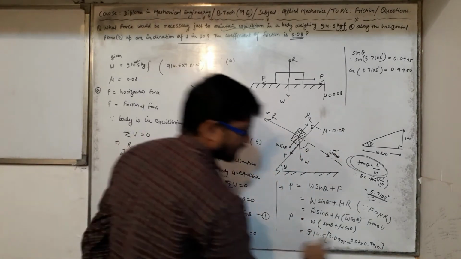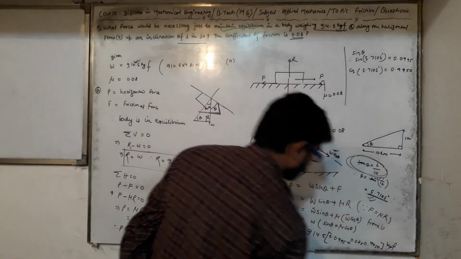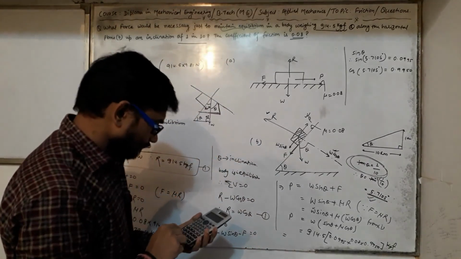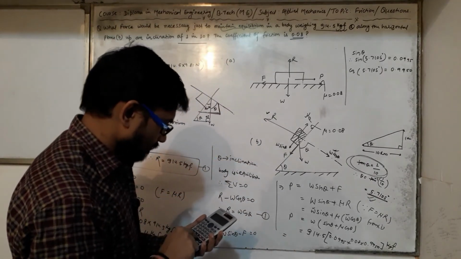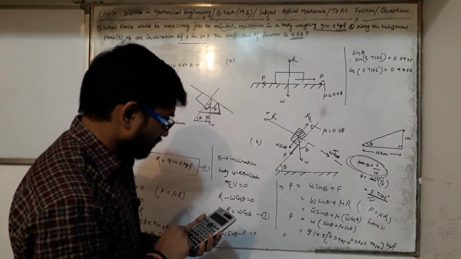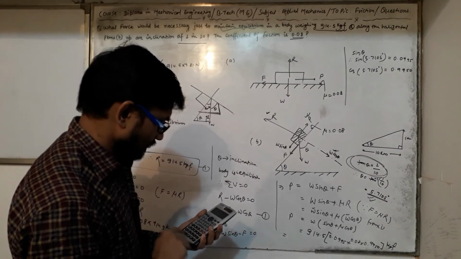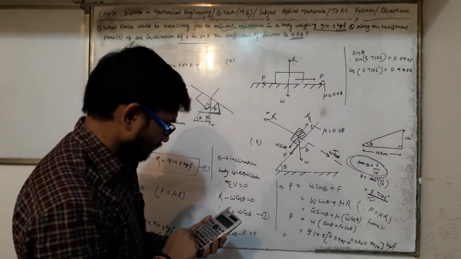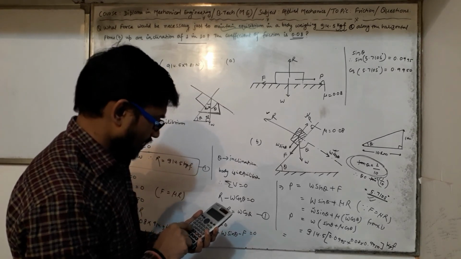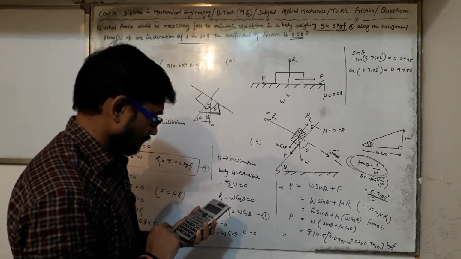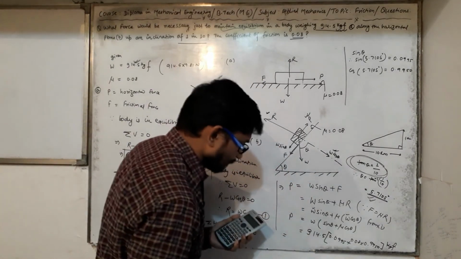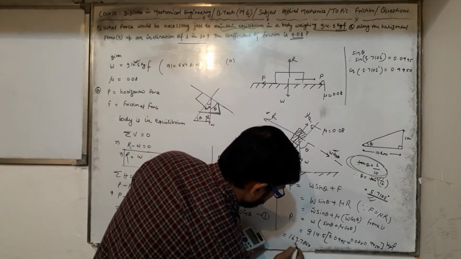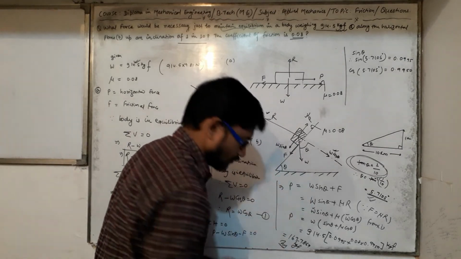This W is in kgf, so its unit would be kgf. I am getting the value: 0.08 multiplied by 0.9950 plus 0.0995, multiplied by 914.5, so 163.7869 kgf. This is your answer.